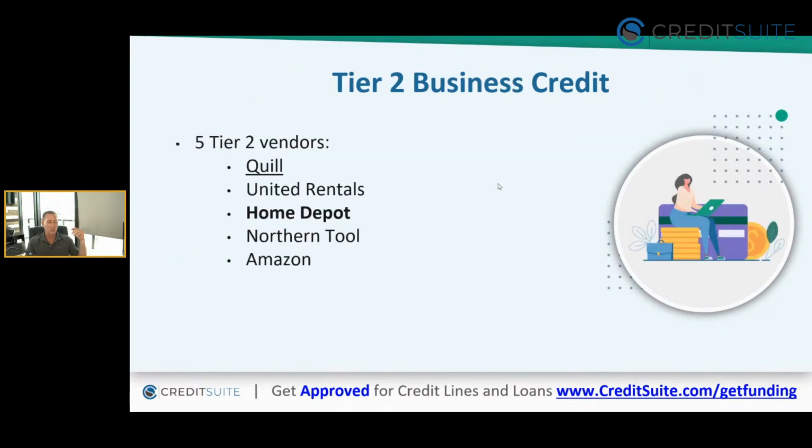Now, at this point, we're going to start to build more business credit. Now we start to get into retailers. We get into Home Depot. We get into Lowe's. We get into Northern Tool. We get into United Rentals. We get into Amazon, right? These are sources that are really going to help us rehab or maintain properties.